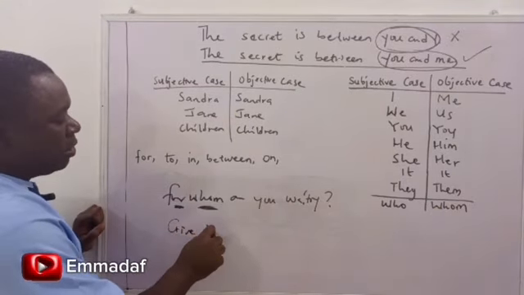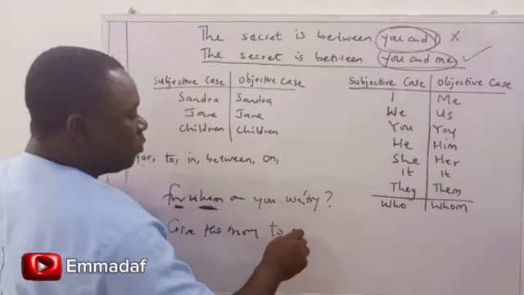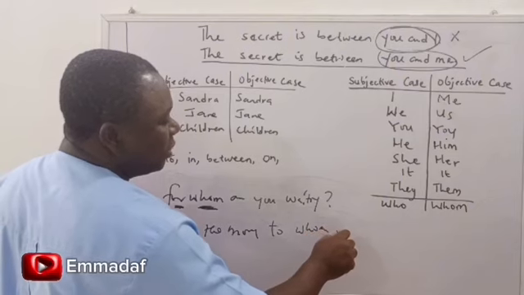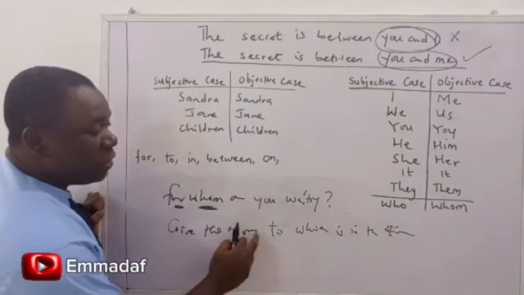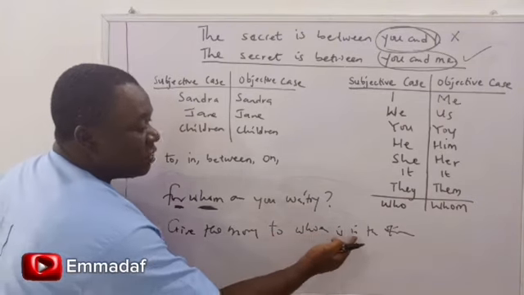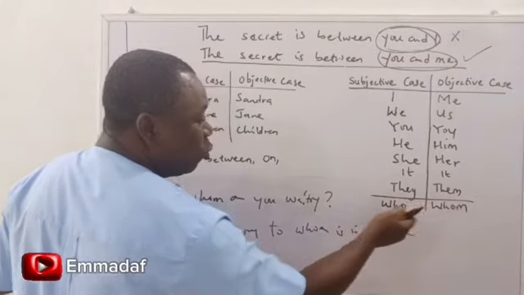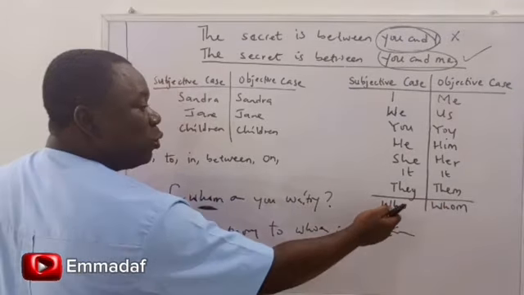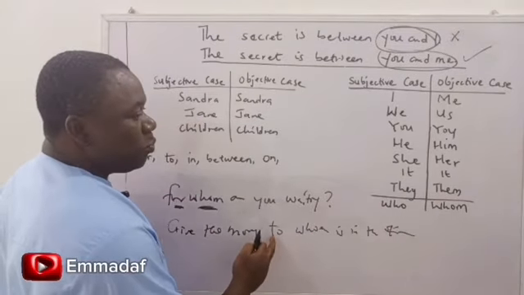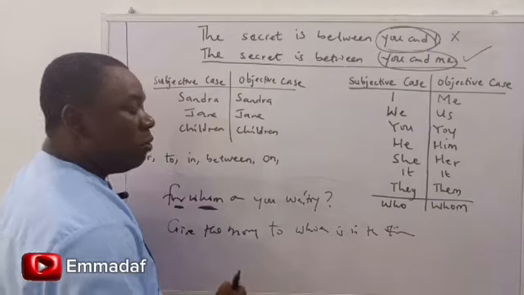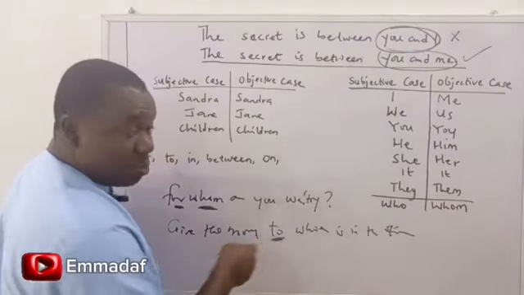Give the money to, this is a pronoun, to whoever is in the office. This is not correct. Give the money to whomever is in the office. What applies to who and whom also applies to whosoever, whomsoever. So give the money to whomever or whomsoever is in the office, not whoever, because this is a pronoun.